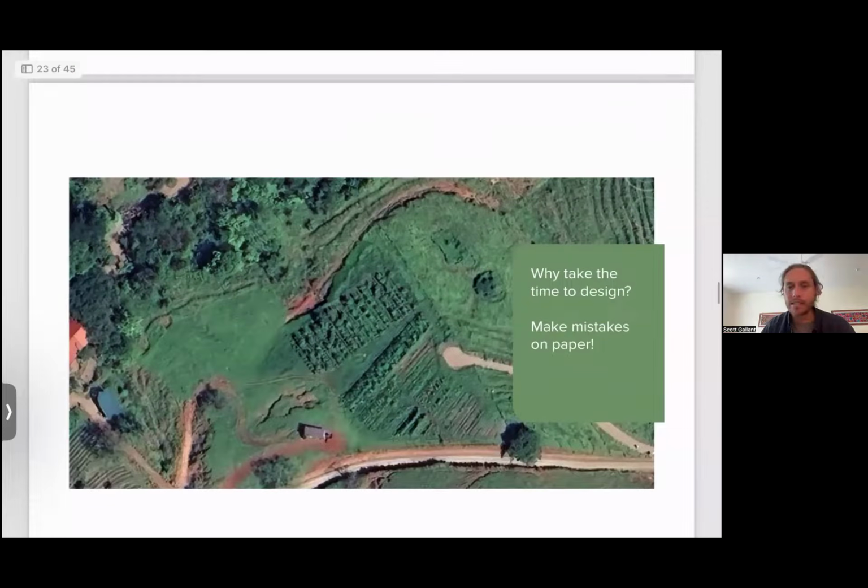And what I just want to say is, well, exactly what it says here, right? Why do we take time to design? We do this to make mistakes on paper. We really want to see how these plants are going to fit together, how many we need, what it's going to cost before we jump into the project. So it's worth it to develop some of this process yourself.